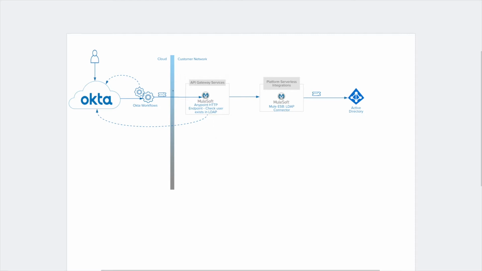In this video, we're going to be connecting Okta Workflows to an on-premise Active Directory environment. And to do so, we're going to be using the Mulesoft Anypoint platform. There's two main components of the Mulesoft platform we'll be configuring today. The first is an LDAP connector, which essentially will translate HTTP commands from Okta Workflows into LDAP commands to Active Directory, and vice versa. The second part of this integration will be an API gateway proxy.